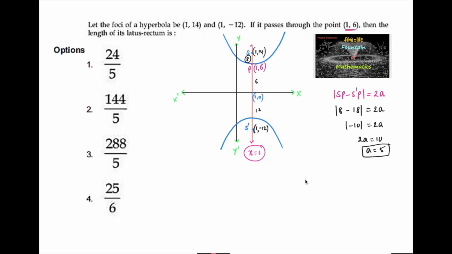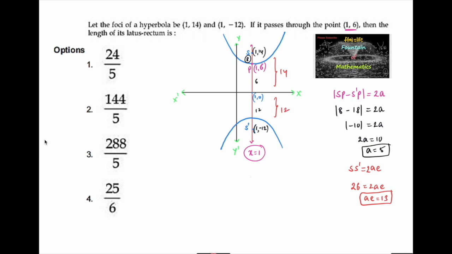So the value of A is equal to 5. And also we know that SS dash, the distance between the two foci, is 2AE. So we can write SS dash distance is here 14 units and here 12 units. So 14 plus 12, 26 units, which is equal to 2AE. So we can write AE is equal to 13.